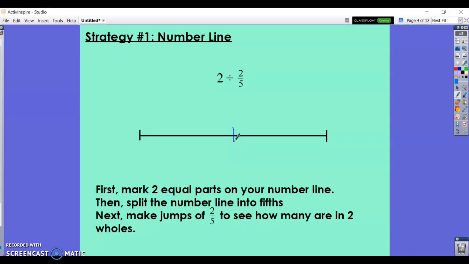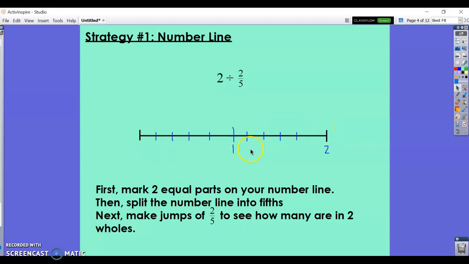After I've split my number line into 2 equal parts, I'm going to split each part, so 1 whole and 2 wholes. I'm going to split each part into fifths. So give me a moment while I do that. 1/5, 2/5, 3/5, 4/5, 5/5, and then again 1/5, 2/5, 3/5, 4/5, 5/5. And if I want to just double check, I can count. I know this is 0, 1/5, 2/5, 3/5, 4/5, 5/5, 1/5, 2/5, 3/5, 4/5, 5/5.